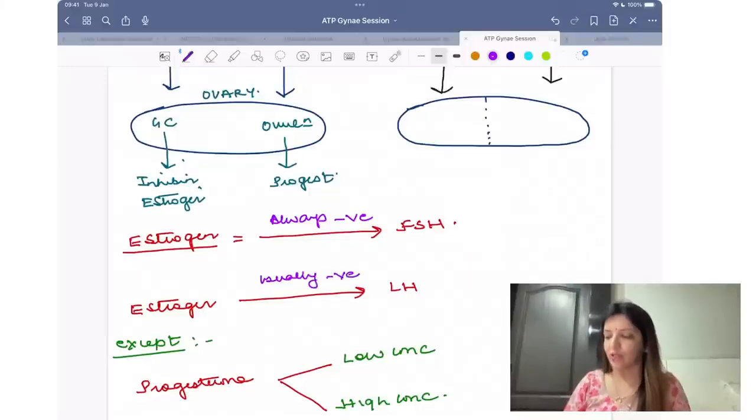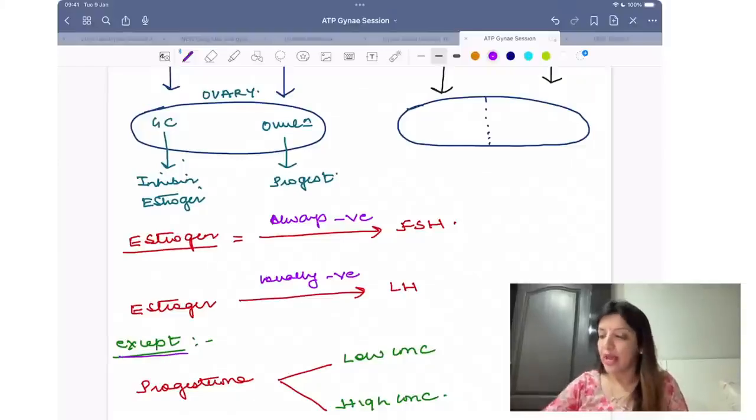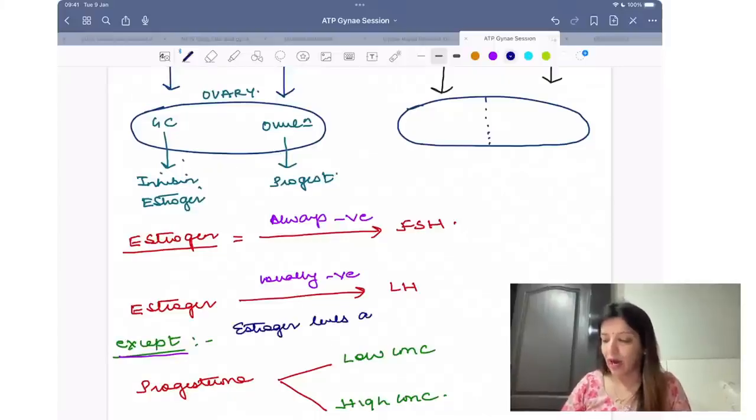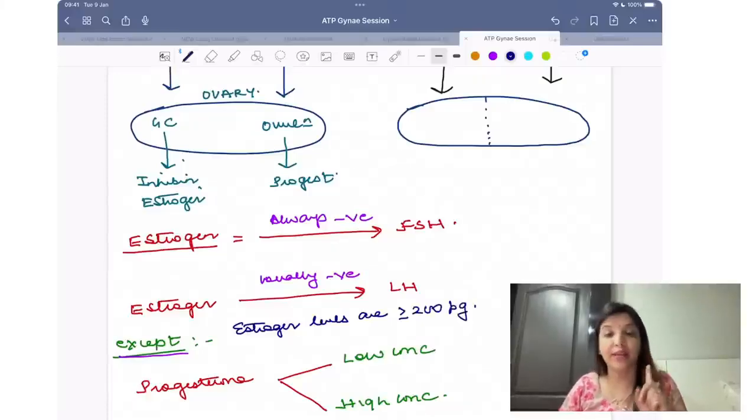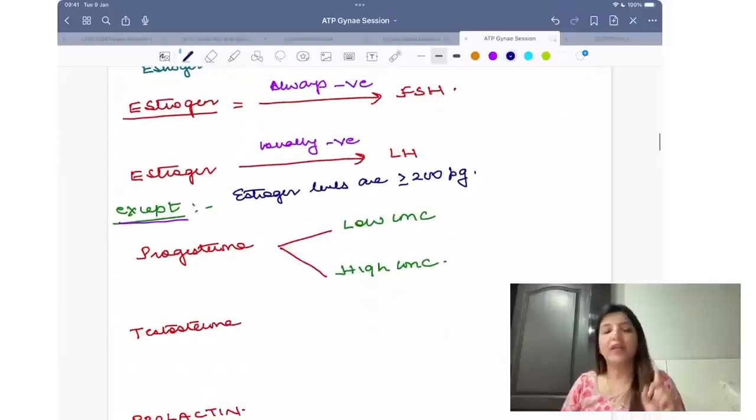Estrogen usually has a negative feedback on LH, but only in one condition. There is one exception, and that exception is when estrogen levels are more than 200 picograms. ये ना ऐसे ही याद करना है. When estrogen levels are more than 200 picograms for 48 hours.